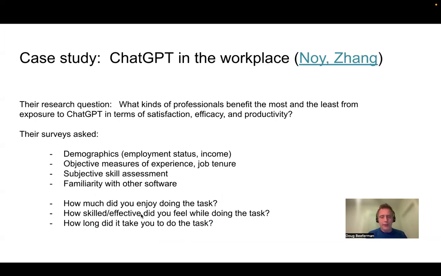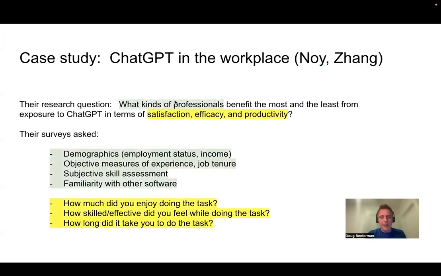For my survey example, I'm going to talk about that Noy and Zhang paper on ChatGPT in the workplace. Their research question was, what kinds of professionals benefit the most and the least from exposure to ChatGPT in terms of satisfaction, efficacy, and productivity? So the research question has some independent variables, namely the professionals, and then some outcome or dependent variables: self-reported satisfaction, efficacy, and productivity.